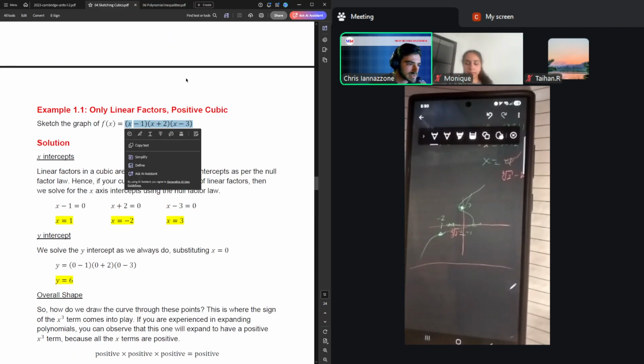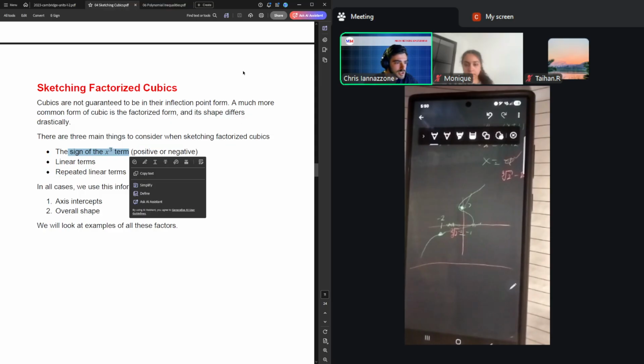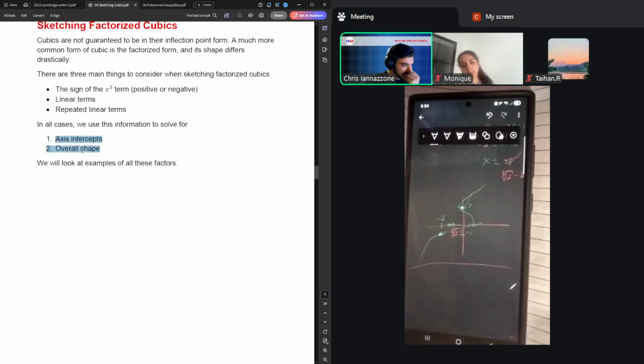Essentially, you're going to have a sequence of terms that are multiplied together, kind of similar to how you might expect a quadratic to look, except instead of having 2 terms, you might have up to 3 terms for a cubic. What do we actually care about in this circumstance? One of them is going to be the sign of the overall cubic, whether it's a net positive or a net negative cubic. That'll be like our reflection that we look at. Whether it has linear terms in the sequence, or whether it has repeated linear terms in the sequence, which we'll explain a bit more in detail what that actually means. And basically we're going to use that information to figure out where are my axes intercepts, and what's the overall shape going to look like.